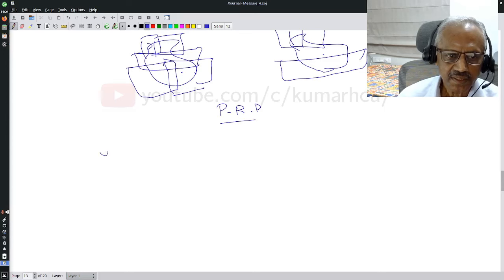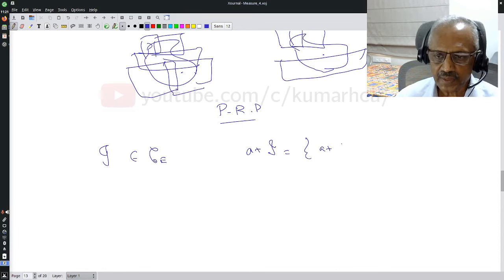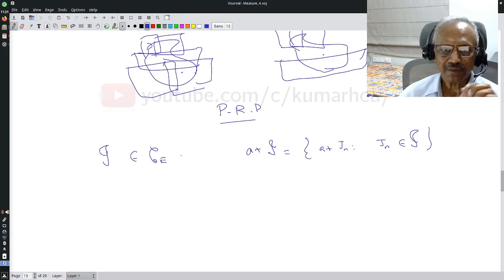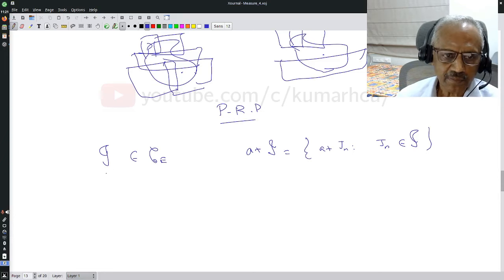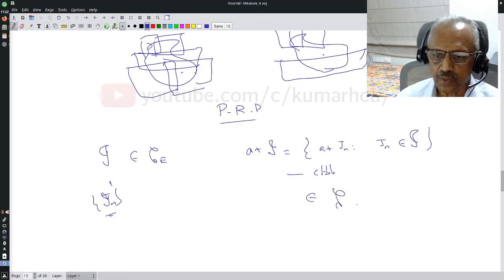The relation is, if I belongs to C of E, a countable open covering of E, I'll denote by A plus I the countable covering A plus Jn, where Jn is a covering in I. Do you understand this? Again, think carefully, don't be bogged down by the notation. When I belongs to C of E, what does it mean? I is a countable family of open intervals, and I know how to translate open intervals. Is this countable? This is countable, obvious. Now I claim this belongs to C of A plus E.